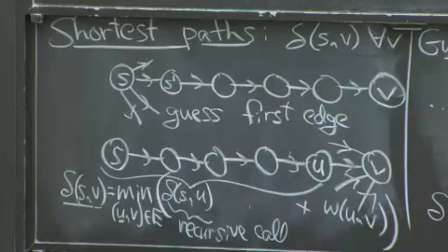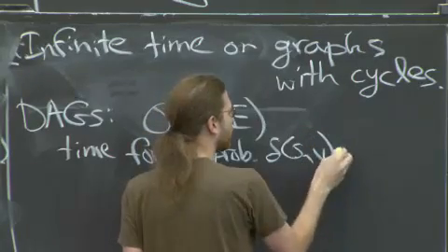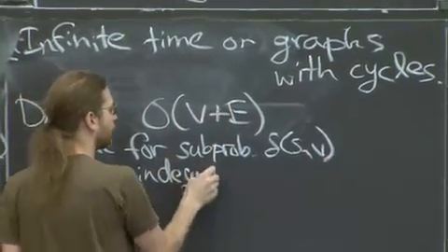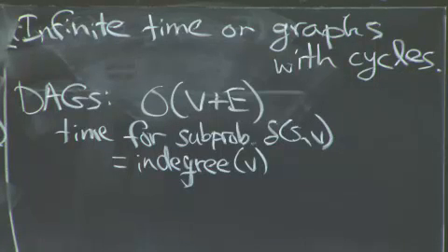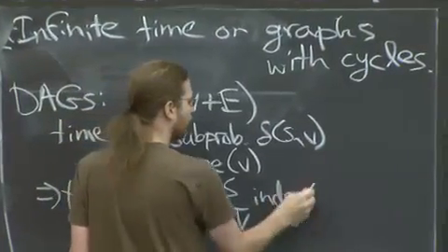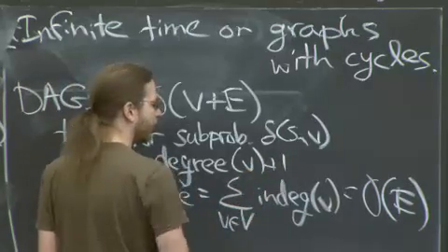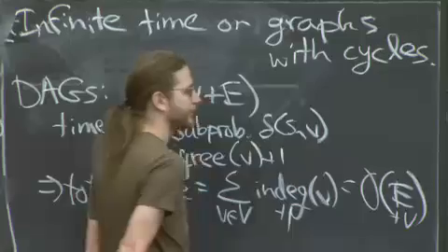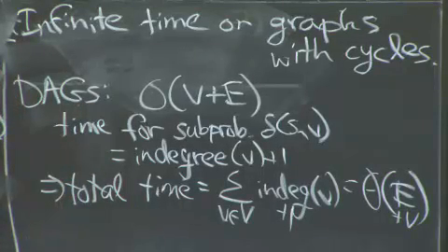So time for subproblem delta of s comma v is the in-degree of v, the number of incoming edges to v. So this depends on v, so I can't just take a straightforward product here. What this is really saying is you should sum up over all subproblems of the time per subproblem. So total time is the sum over all v in V of the in-degree of v. And we know this is the number of edges. Okay, it's really in-degree plus 1. So this is V plus E. Handshaking lemma again.